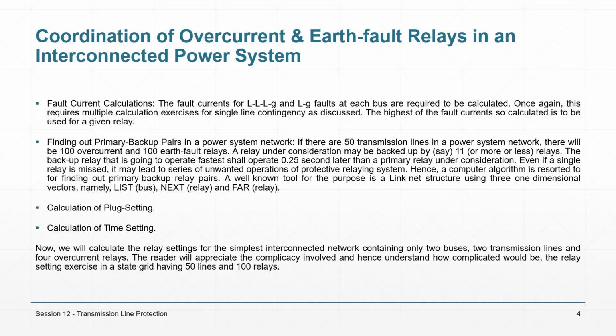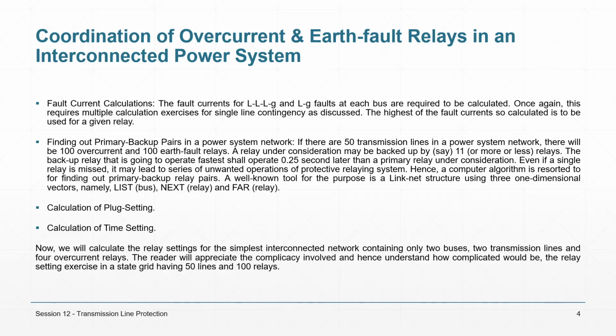Then more important is primary backup pairs, because one relay is backed up by 11 relays or 12 relays or 13 relays. If you forget one relay, then there will be a problem. So for primary backup pairs also you have to run a program. Actually the network you will have to feed to the computer. How you will feed the network? For feeding the network there is an algorithm which is known as link net structure, which is working on three vectors: list, next and far.